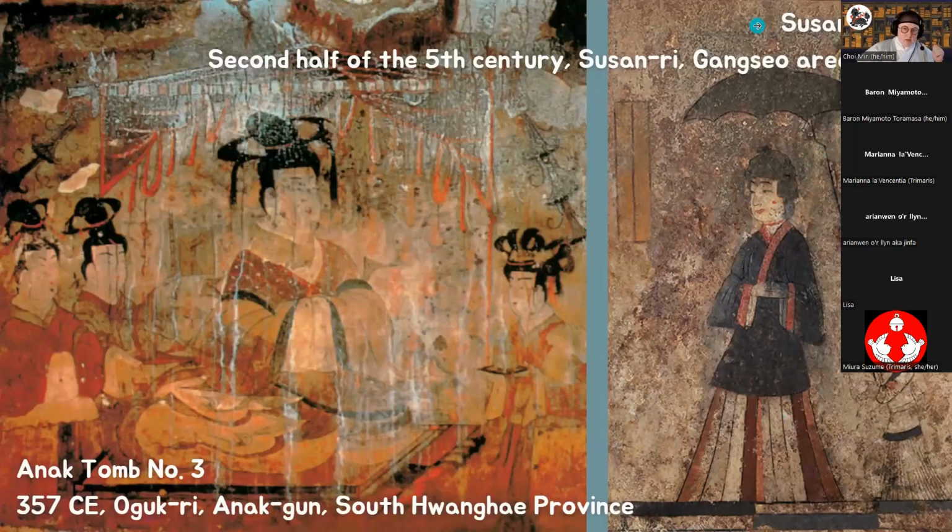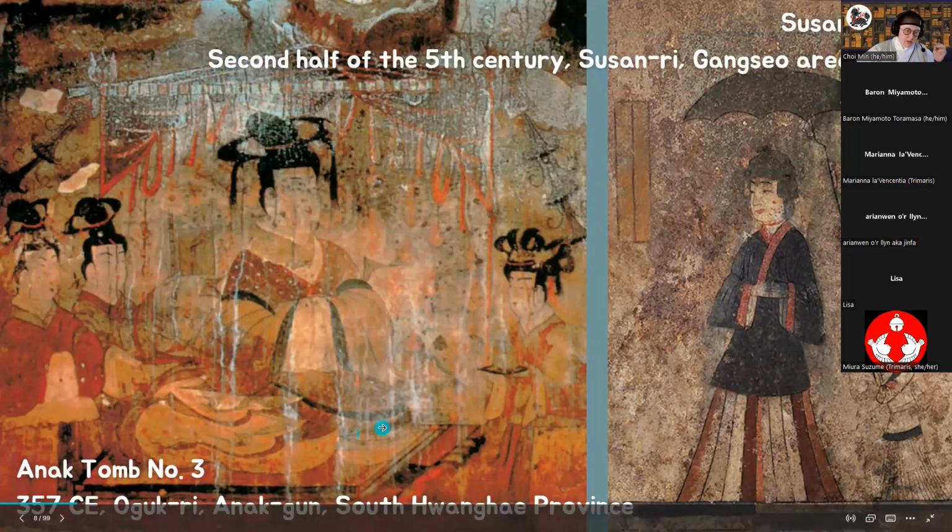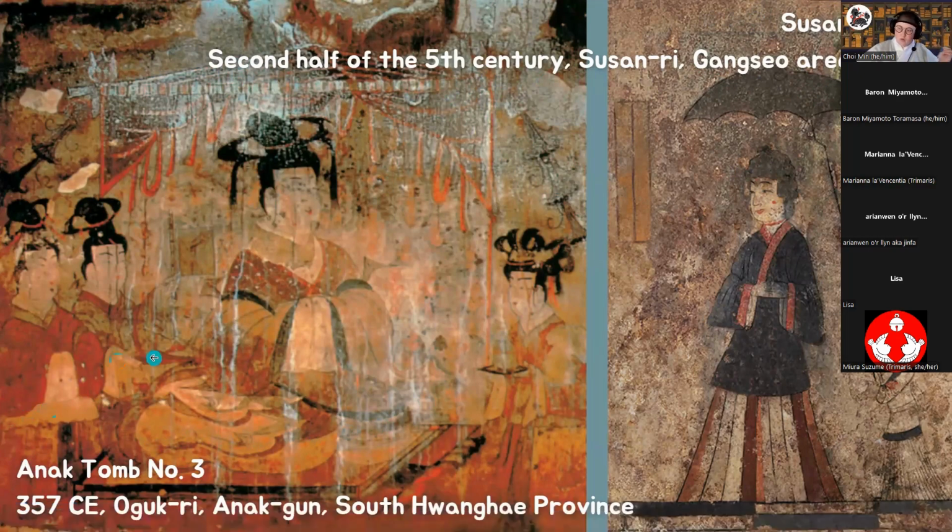So here we go. We have this here on the right from the Susanri tomb. It is dated to the second half of the 5th century, and then the Anak tomb number 3 is dated to 357. And these are both very north of the peninsula, so kind of in that Goguryeo area, because, like I said, this was the largest kingdom in this time, and they had this culture of tomb murals. So the two murals, these are both the madams of the tombs, but they look vastly different, even though they're only about 100 years apart.